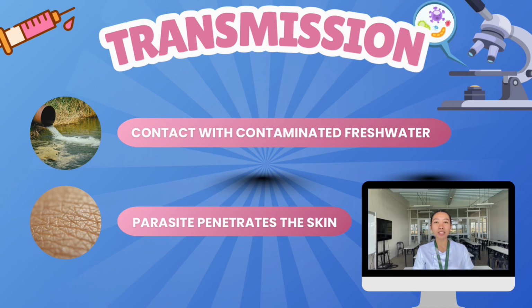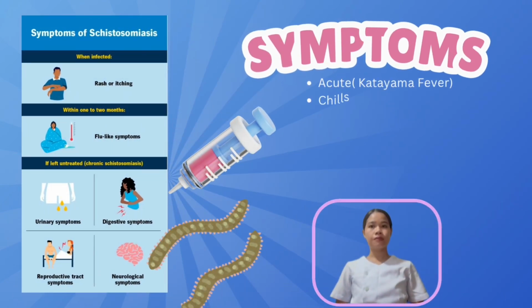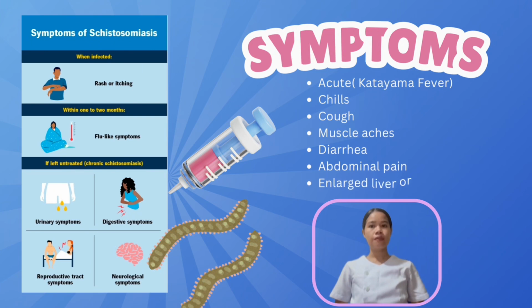Schistosomiasis is transmitted through skin penetration when a person comes in contact with fresh water contaminated with cercariae, which are released by infected snails. The parasite enters the body through intact skin during activities such as swimming, bathing, or washing in contaminated water. And now, let's talk about symptoms for schistosomiasis: fever, chills, cough, muscle aches, diarrhea, abdominal pain, enlarged liver or spleen.